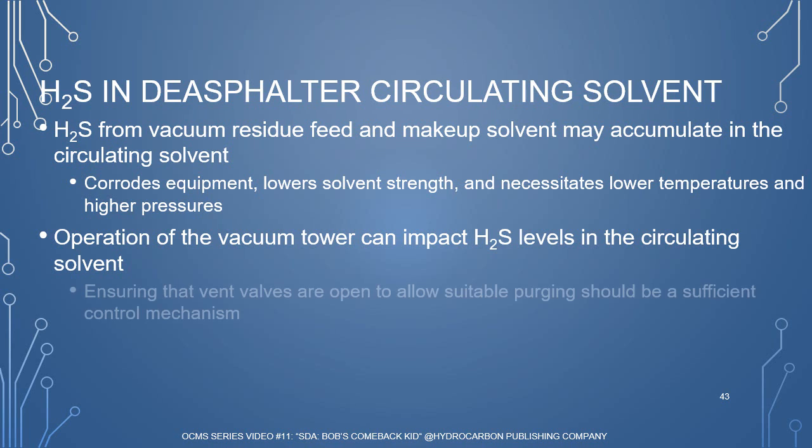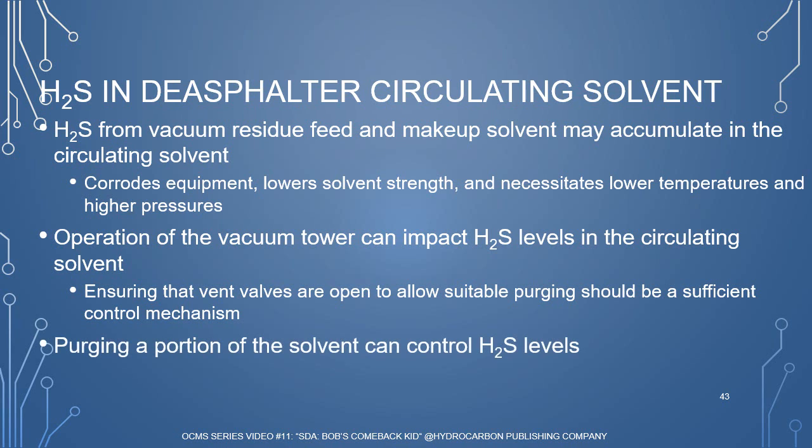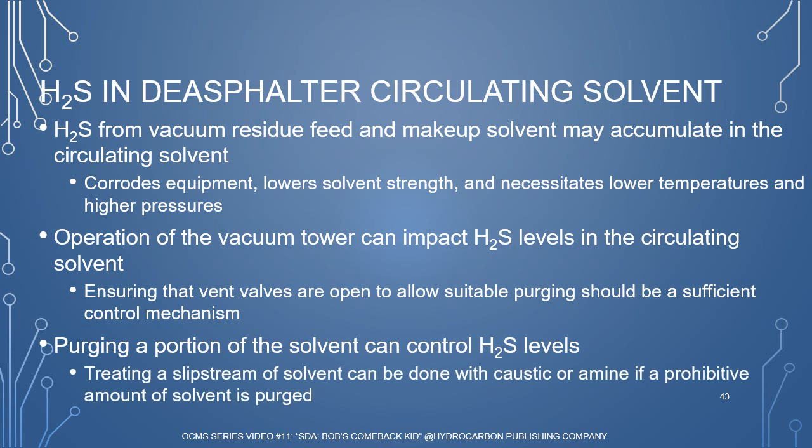Ensuring the vent valves are open to allow suitable purging from the plant is considered to be a sufficient control mechanism. Purging a portion of the solvent, such as from the solvent drum in the recovery section, can control hydrogen sulfide levels. Treating a slipstream of solvent can be done with caustic or amine if a prohibitive amount of solvent were to be purged.